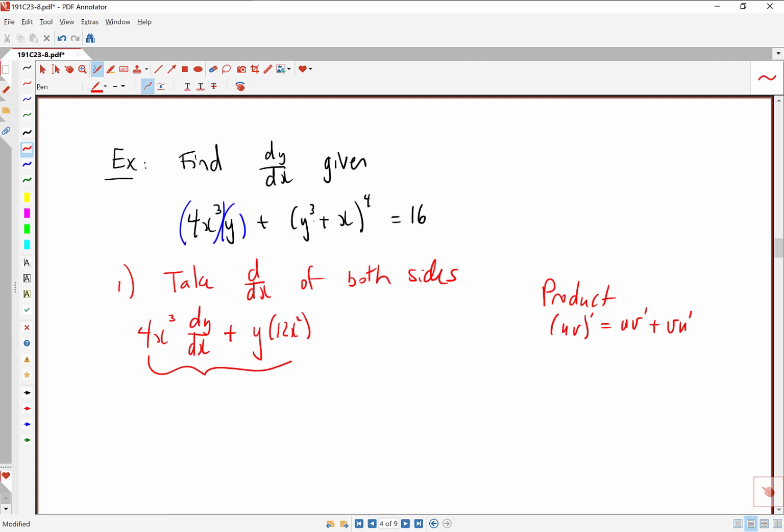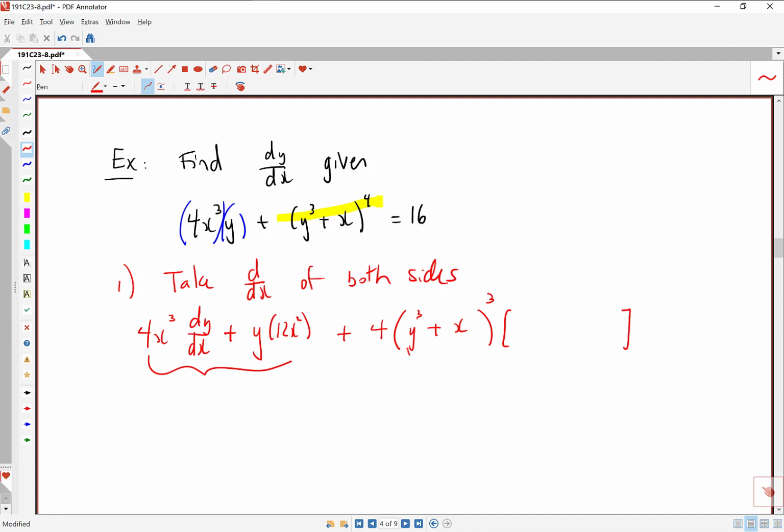Then we get into the second term here. So we're now looking at this guy. So let's take the derivative of that using the chain rule. And I'm just going to make a little bit more room here. Okay, so taking the derivative of the outside function, the 4 would come down in front. The power would decrease to 3. We'd keep the inside function the same. Okay, and then we need to multiply by the derivative of the inside function.